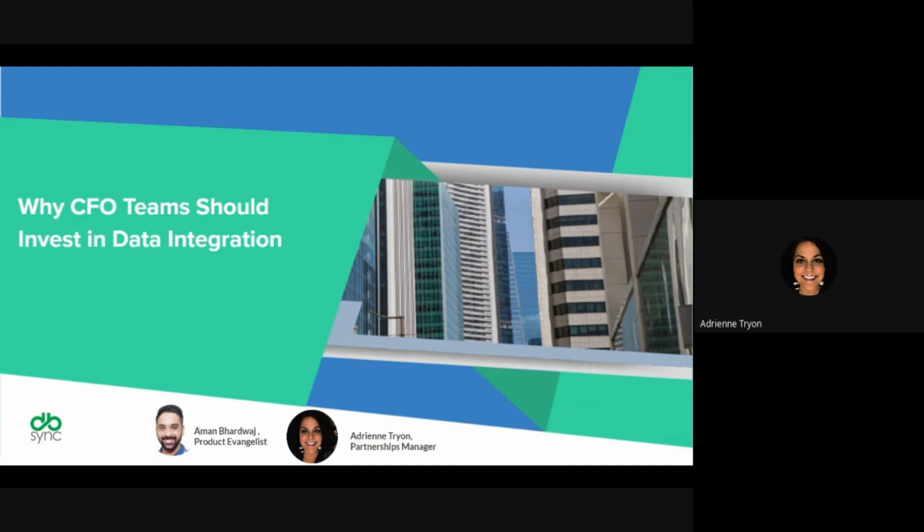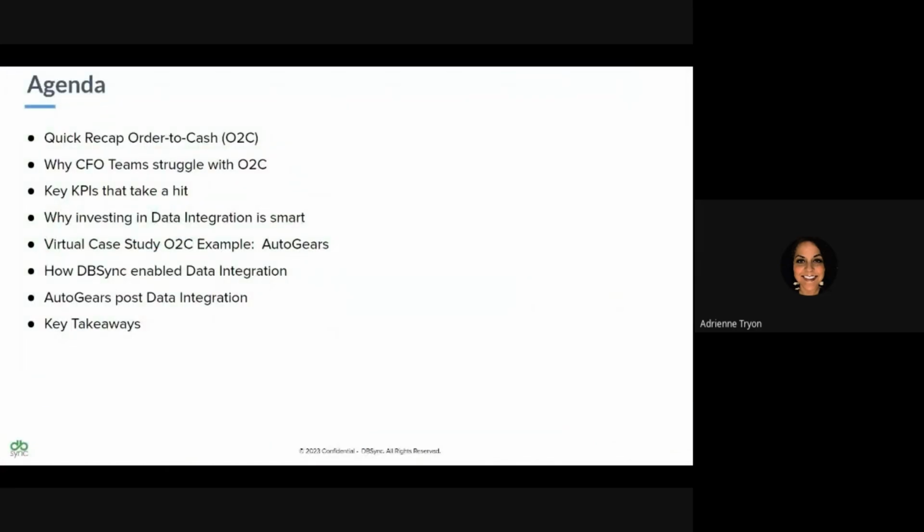Today's first episode will focus on the main challenges CFOs contend with, focusing on a successful order-to-cash automation using DB Sync cash integration products, and the key takeaways for success with your own order-to-cash automation transformation. We'll walk through why CFO teams struggle with order-to-cash, what key KPIs take a hit, the importance of investing in data integration. We'll walk through a case study of order-to-cash. We'll see how DB Sync enables data integration and then follow up on how that company does post-data integration. And then we'll lastly focus on the key takeaways for order-to-cash automation success.